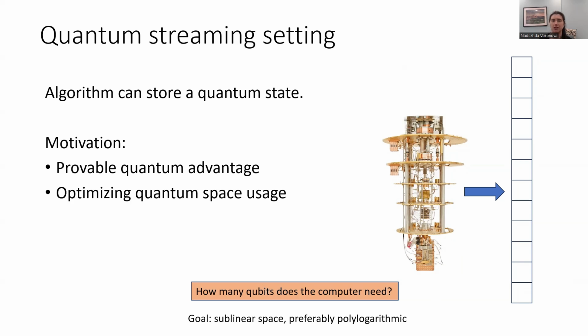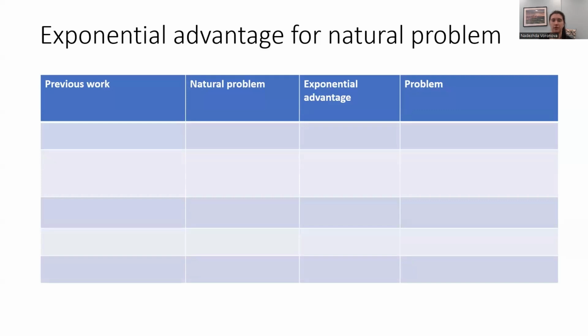Moreover, this setting allows us to analyze how to use the quantum memory efficiently for tasks that fit into the streaming setting naturally. And since quantum memory is much more expensive than classical memory, we would like to maximize the advantage we get from using quantum computers. Because of this, we are interested in finding exponential quantum space advantage for a streaming problem that people care about. Let's look at the state of the art for this.